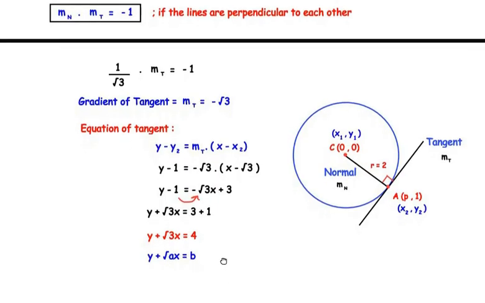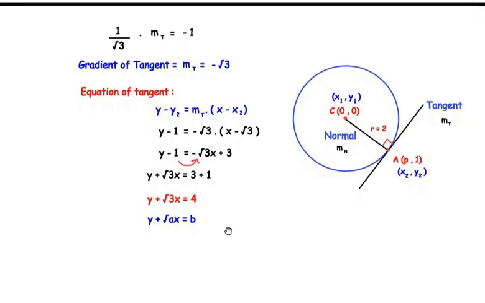And this is in the same format as it was asked in the question, that is y plus square root of a times x is equal to b, where a and b, that is 3 and 4, are integers. So this is going to be our answer.